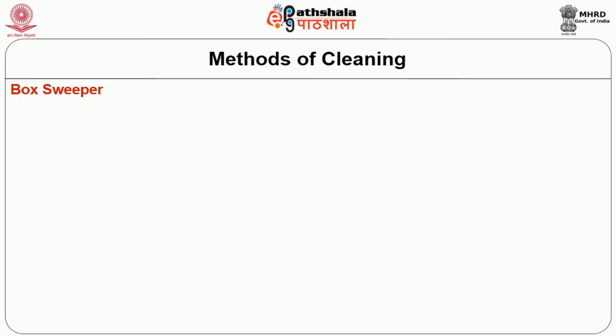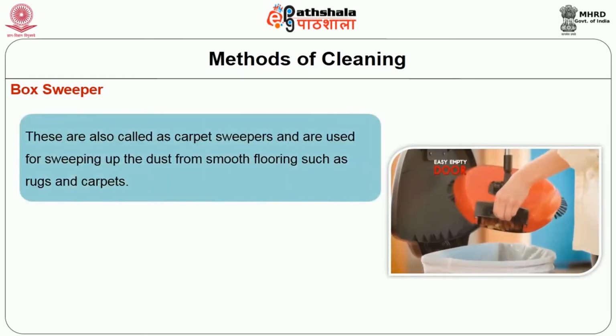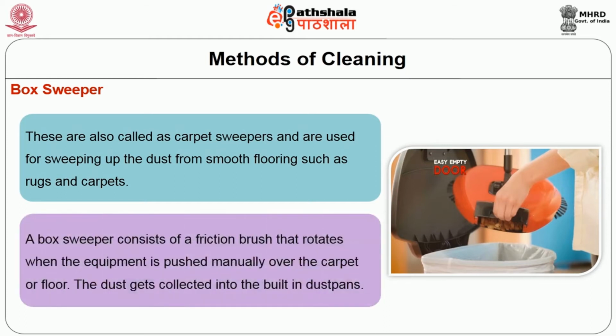Another aspect of manual cleaning is the box sweeper. Here in the slide you can see how a box sweeper looks. This is also called a carpet sweeper, and it is used for sweeping up dust from smooth flooring such as rugs and carpets. The box sweeper consists of friction brushes that rotate when the equipment is pushed manually over the carpet or the floor. The dust gets collected into it, and it has a built-in dustpan.